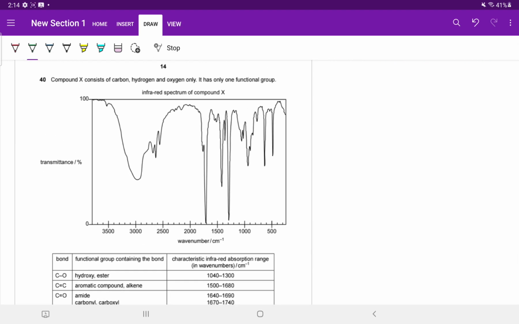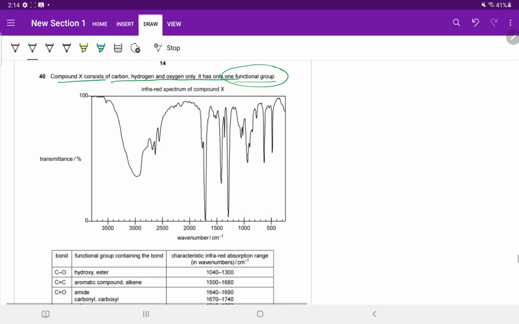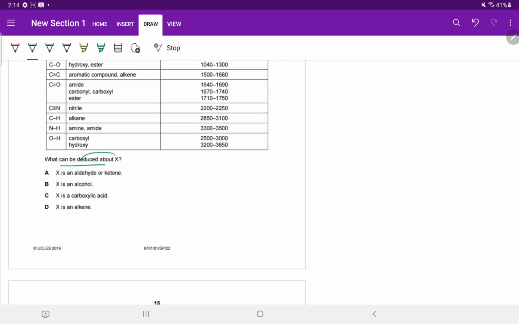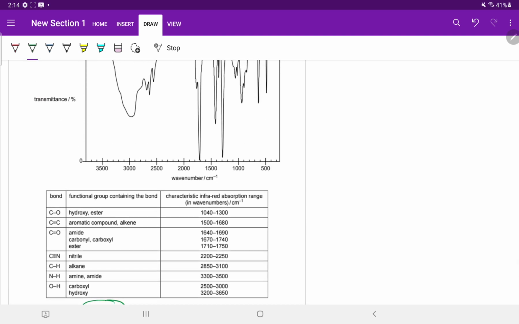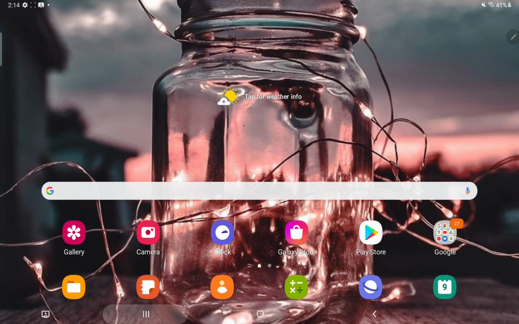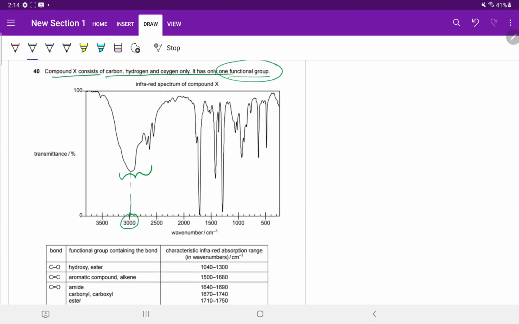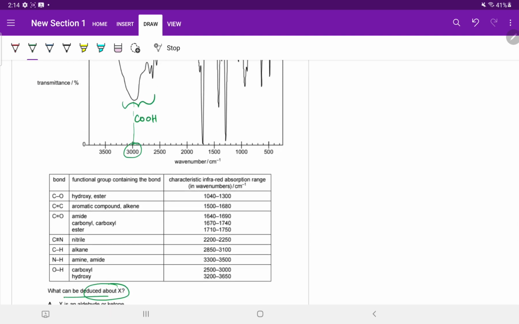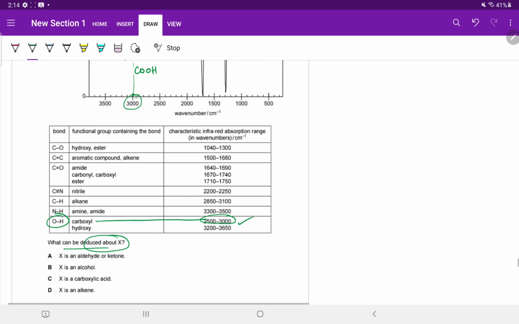Okay, question number 40, finally our last question. It says compound X consists of carbon, hydrogen and oxygen only. It has only one functional group. What can be deduced about X? So this is our X. Over here we have a peak at around 3000. Whenever we see this kind of peak in a question, this is supposed to be a carboxylic acid. But let's confirm using the table which they have given us. We have seen the OH carboxyl is given as 2500 to 3000. This is at 3000, so this has to be a carboxylic acid.